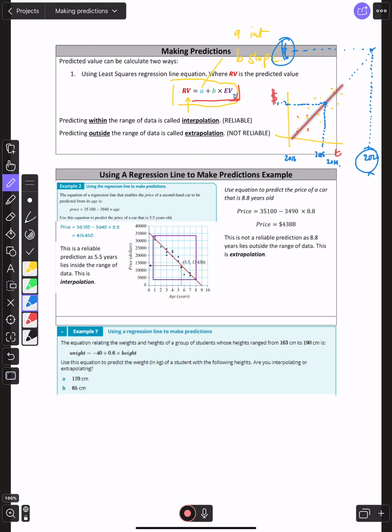However, I don't have data for 2020. It's outside the range of my data. This is not reliable because I don't have data within this time frame. I can assume that my profits will continue to go up in the same fashion as they have, but it's not reliable because I don't have actual data for this year.